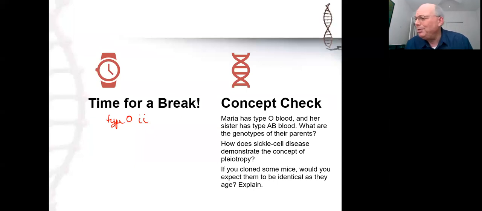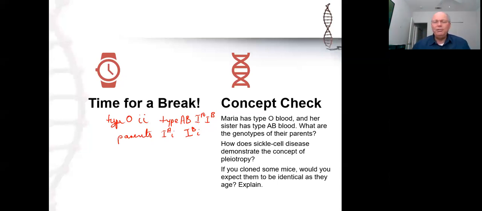Her sister is AB, so she must be big I A, big I B, so she must have got a big I A from one parent and a big I B from the other parent. So the only way that this could happen is if the parents are big I A, little i, and big I B, little i.